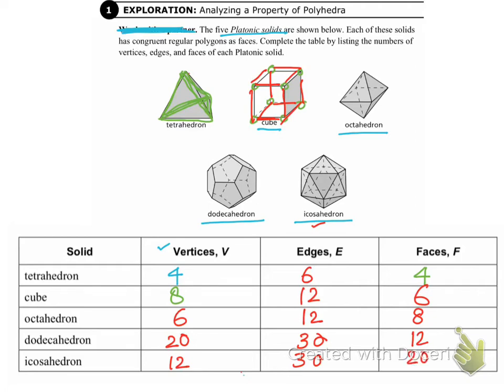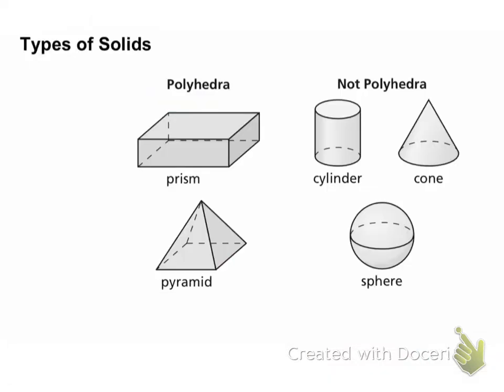All right, let's move to the next part. Types of solid. So we have 2 types of solids here. We are talking about polyhedra especially. So we are going to classify: a few solids are going to be polyhedra and a few are not going to be polyhedra. So how to know? Polyhedra has flat surfaces, doesn't have a curvy one.